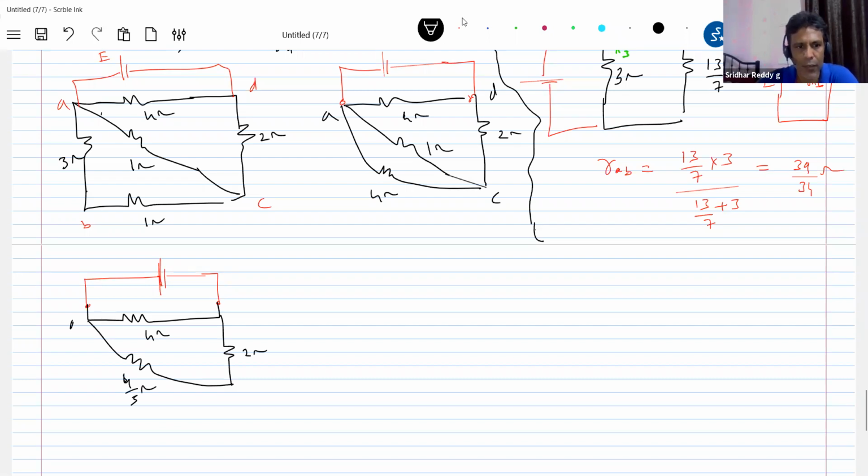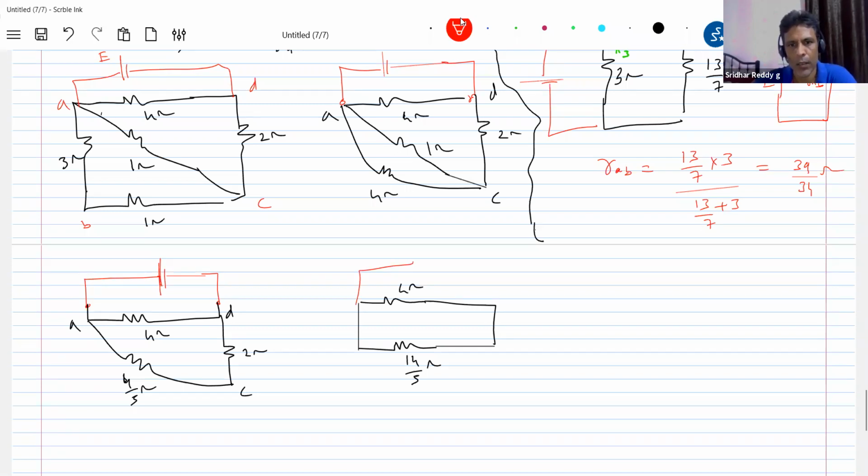Now any current flows through this branch. Now you see this. The current which is entering at A will pass through C and this one. So this 2 ohm and 4 by 5 ohm are in series. The same current will pass through them. So the effective circuit will now be 4 ohm. They're in series, so 2 plus 4 by 5 gives 14 by 5 ohm. Now these two are in parallel. So this is AD.